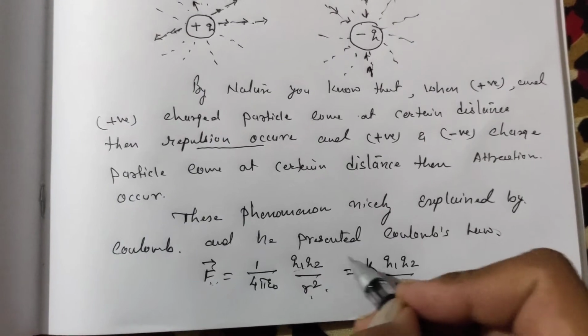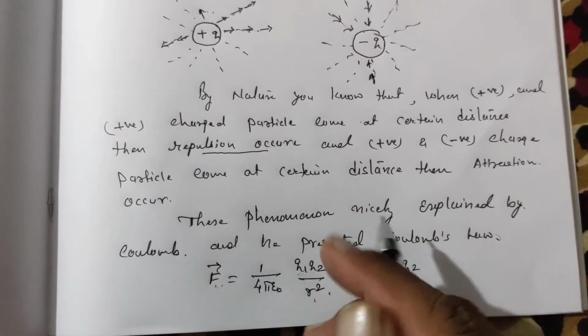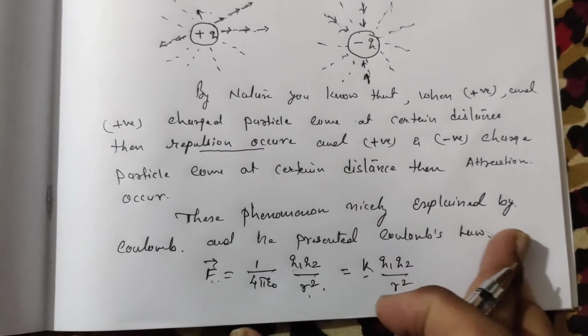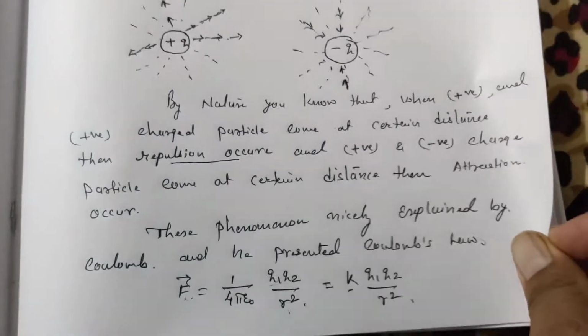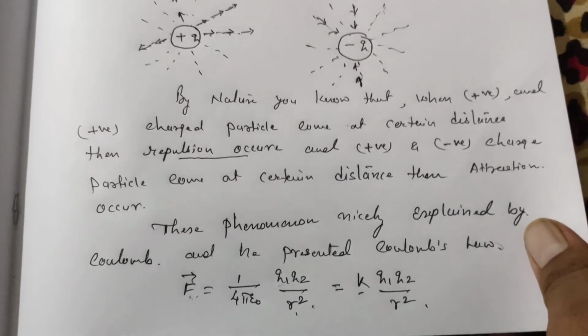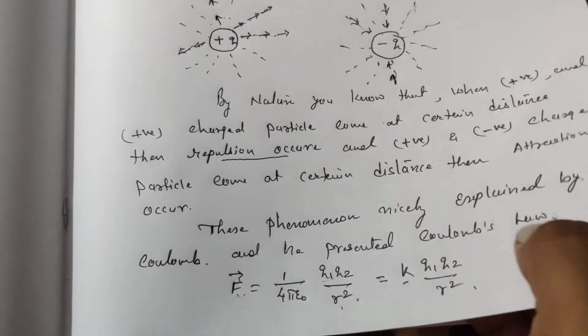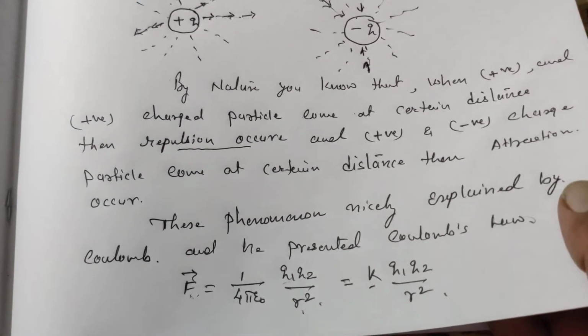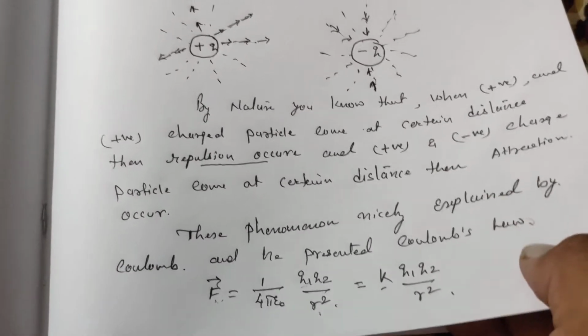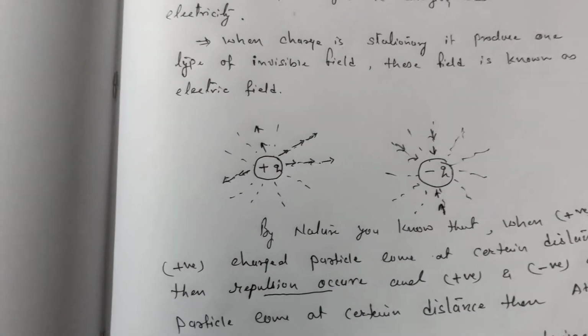You can replace K by 1 upon 4 pi epsilon naught, where epsilon naught stands for the permittivity of the medium. Friends, this is a chapter number 1 law, so at present it is not important for you, but you should know about its basics. Okay, chalo, come back to electric field again.